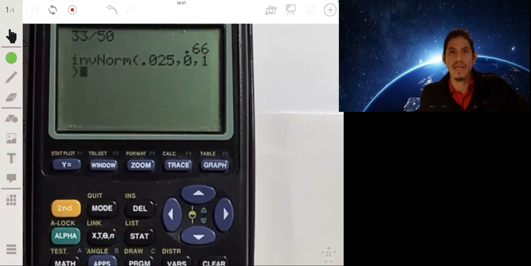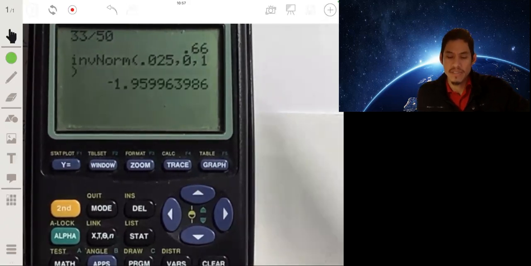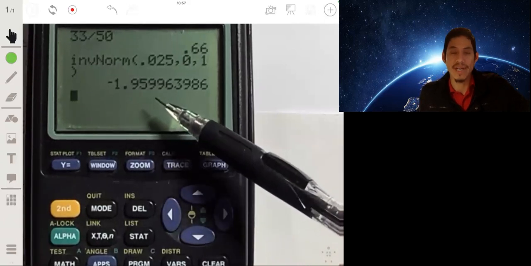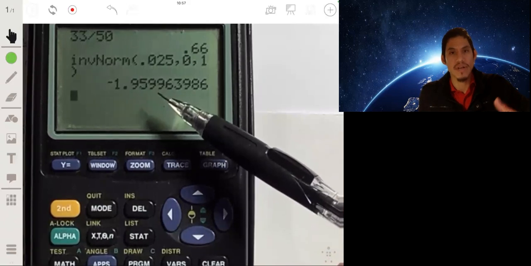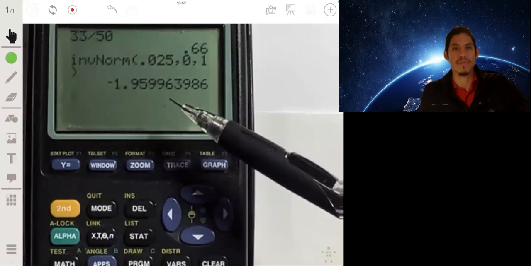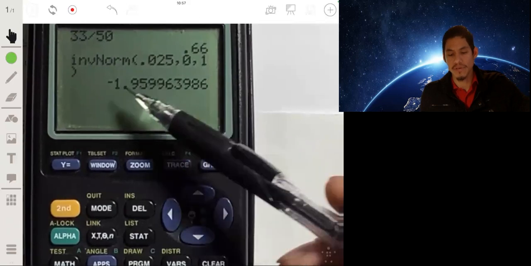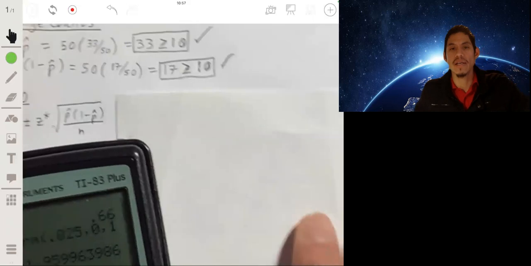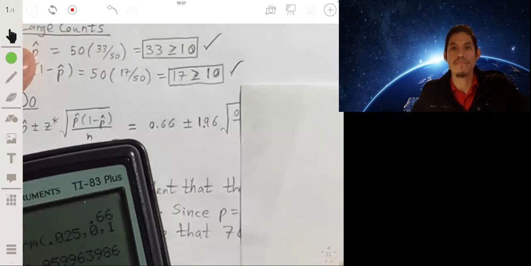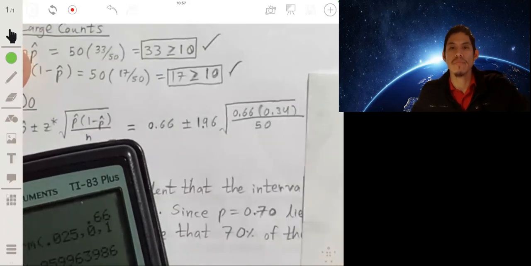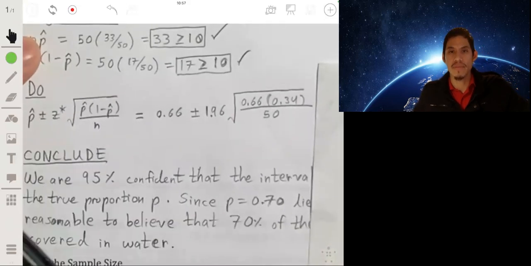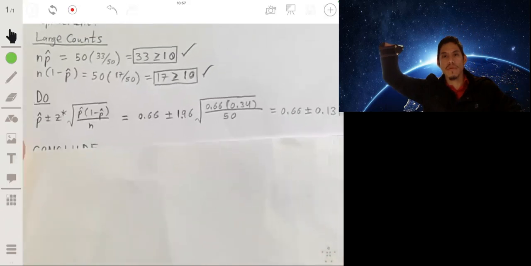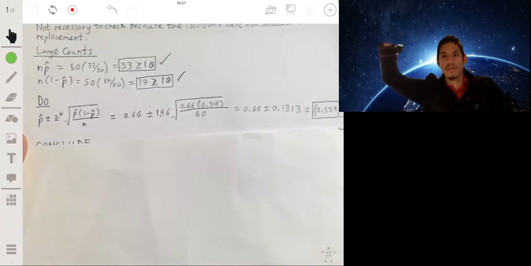Close parentheses, and it's going to give us our z star value, but to the left, so it's approximately negative 1.96. Our z star value is always typically interpreted to be the positive value, so we're going to write 1.96 as our z star. And so this comes out to be this. Okay, just going through the basic math, you work it out.